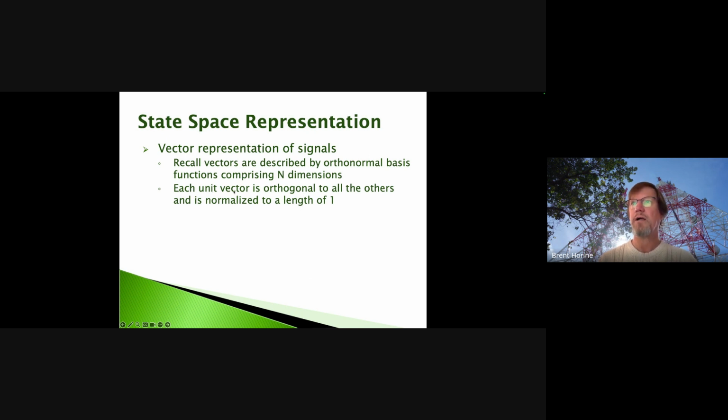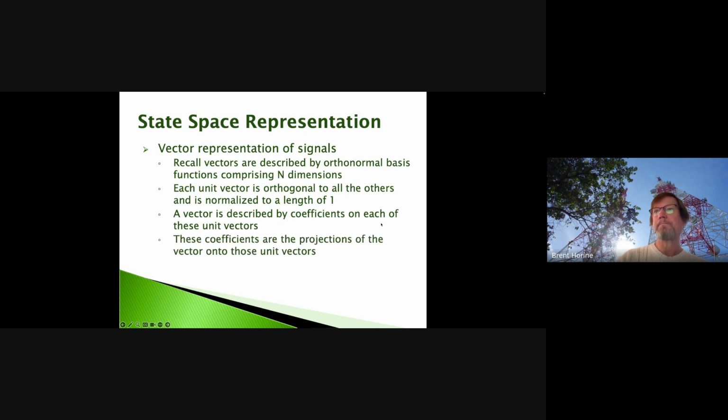Each unit vector is orthogonal to the others. The x is orthogonal to the y and to the z. And the unit vectors themselves are by definition normalized to a length of 1. Therefore, when we put a coefficient up front of it, it can describe the length along that axis. So these coefficients are the projections of the vector onto those unit vectors.